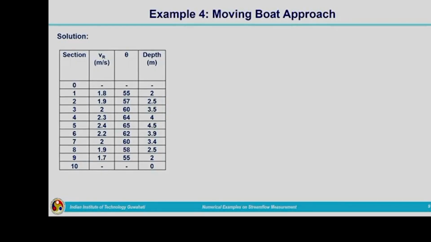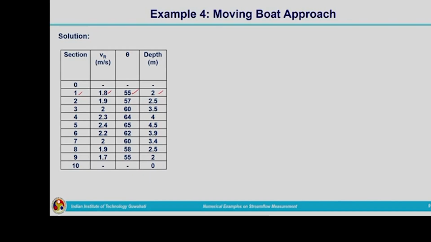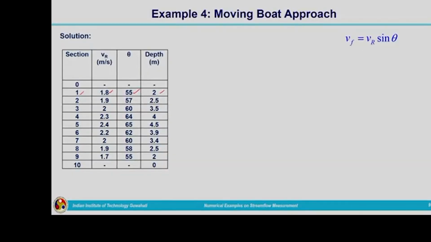The data given is tabulated over here. Section details are there, corresponding to each section: velocity, theta and depth. All those details are given to us. Now, this is VR measured by the current meter. That will be in the direction of the resultant of the velocity of stream and velocity of boat. The current meter will be suspended in a direction with respect to the resultant of the velocities of the boat and the velocity of the stream. So, we need to compute the velocity of the flow. How can the velocity of flow be computed?